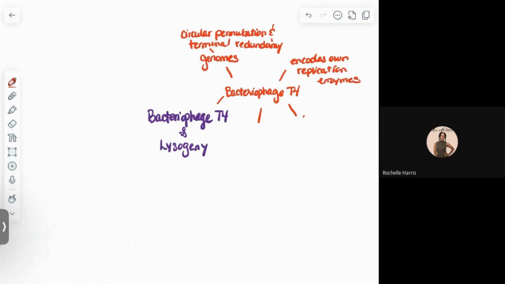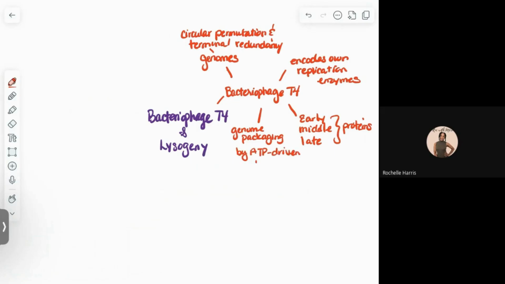Packaging is driven by a powerful ATP-dependent motor, which forces the DNA into preformed proheads. The temporal regulation of early, middle, and late gene expression ensures orderly replication, host cell takeover, and structural assembly.